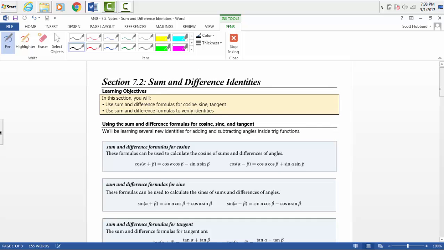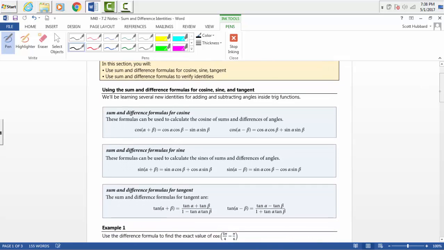The first one is called the sum identities, and the second one's called the difference identities. They're kind of peas in a pod. The way it works is that anytime you have two parts inside of your cosine or your sine, these alphas and betas are angles, and you're adding an angle or subtracting an angle in either the sine or the cosine, you get these different identities.